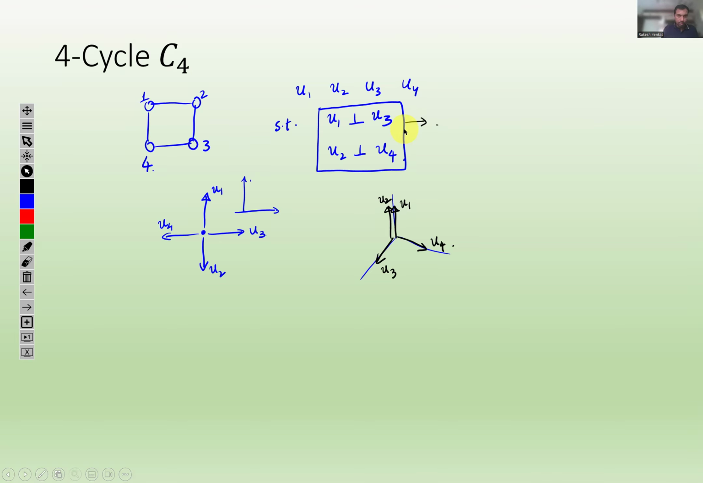Sir, can we explicitly write these vectors U1, U2, U3, U4? Well, it's not very difficult. You just take this, if you want the second representation. You could write this as, suppose this is the x-axis.